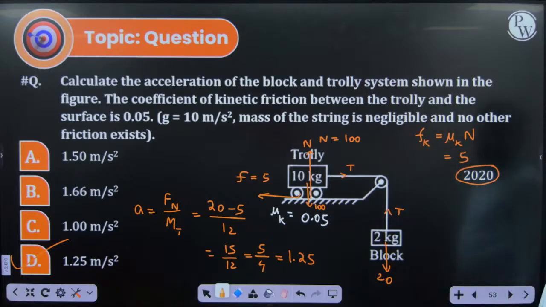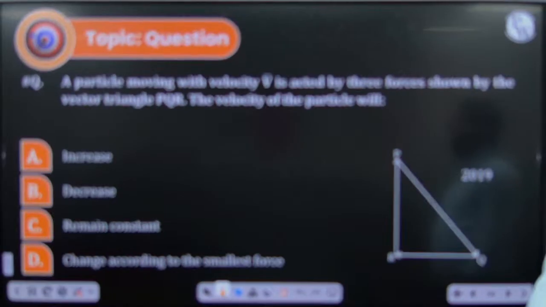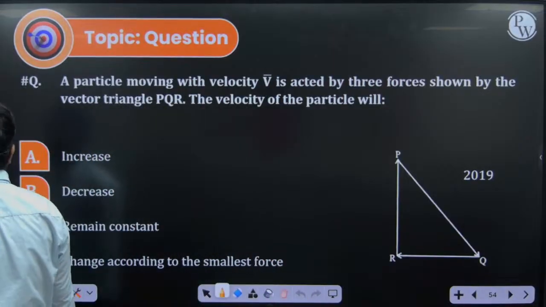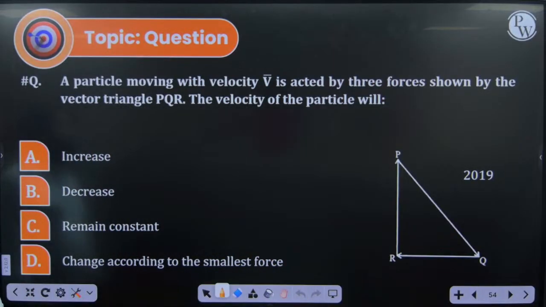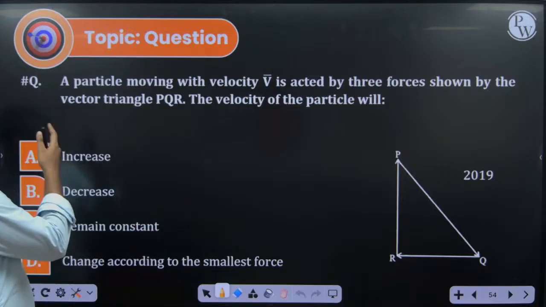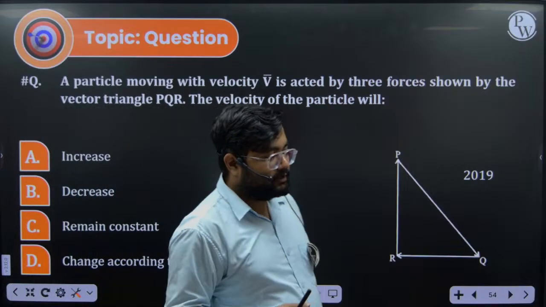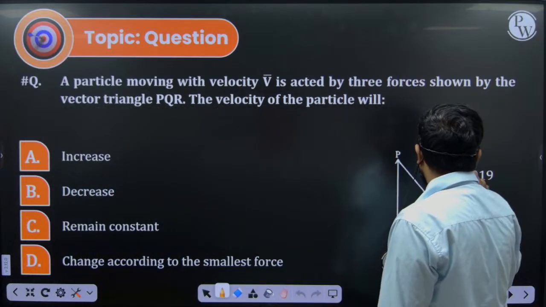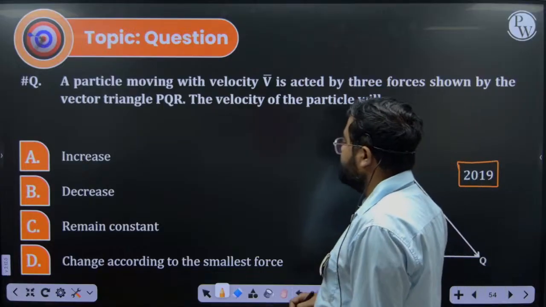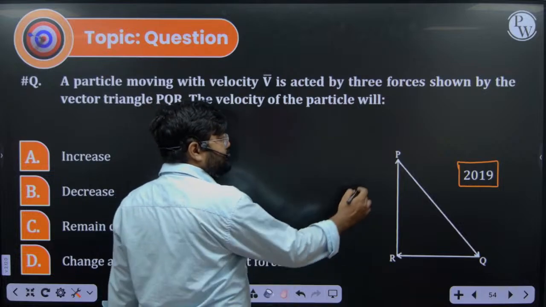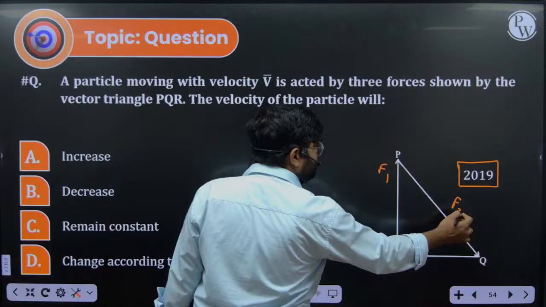All right. Next question. A particle moving with velocity v is acted on by three forces as shown by the vector triangle PQR. The velocity of the particle will increase, decrease, remain constant, or change according to the smallest force. This was asked in 2019, the year of Corona. Now, let's say the forces are F1, F2, and F3.